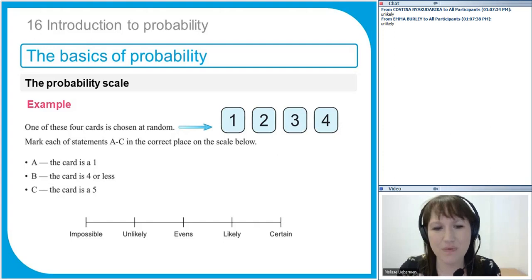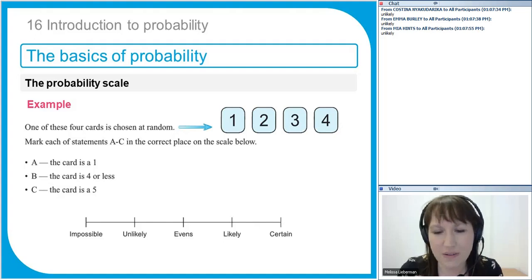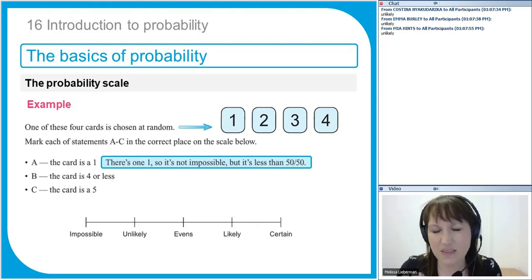Christina, Emma, thinking unlikely. Yeah, it's unlikely. I mean, it's fairly likely, but it's not an even chance. It's not impossible because there is a 1. So out of those options there, the probability of getting a 1 would be unlikely. So it's less than 50-50, so I'll put it about there. And notice that this unlikely is about a quarter of the way along the line. And actually, if you've got 4 cards and they're each equally likely to come up, the probability of getting a 1 will be 1/4, 1 out of 4. And it's about a quarter of the way along this line. So that would be spot on there, unlikely.